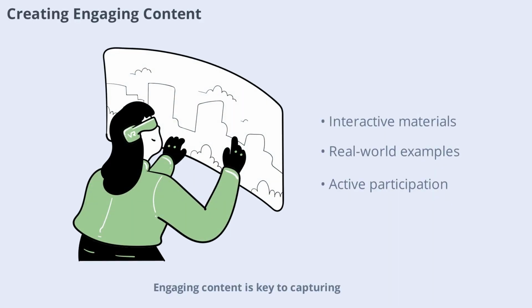Engaging content is key to capturing students' interest in a blended learning environment. Use a mix of videos, interactive quizzes, discussions, and hands-on projects to keep lessons dynamic. Incorporate real-world examples and applications to make learning relevant. Regularly update materials to reflect current trends and student interests. By making content engaging, you encourage active participation and deeper understanding.